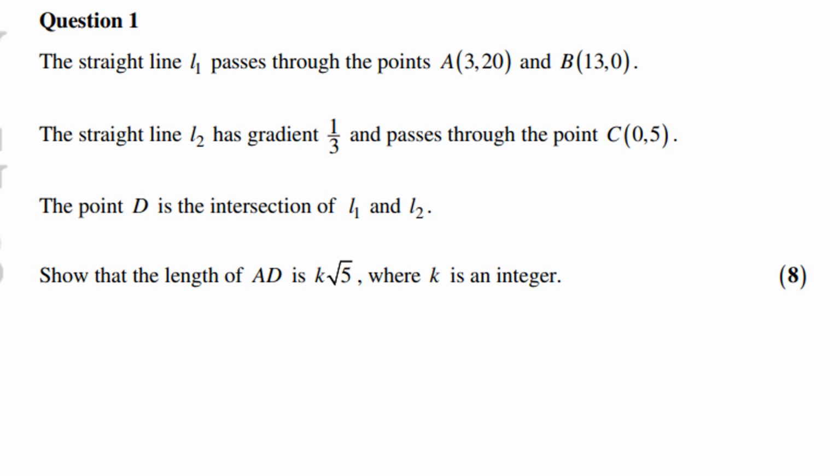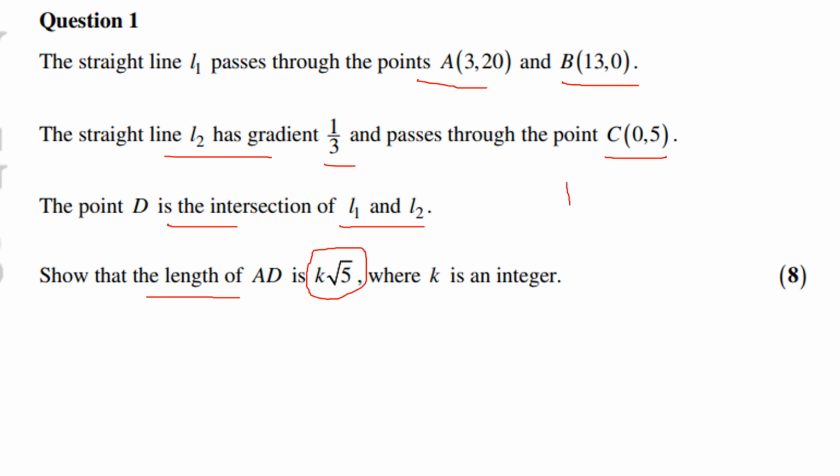It says the straight line L1 passes through the points A(3, 20) and B(13, 0). The straight line L2 has gradient 1/3 and passes through the point (0, 5). The point D is the intersection of L1 and L2. Show that the length of AD is in the form k root 5, where k is an integer.